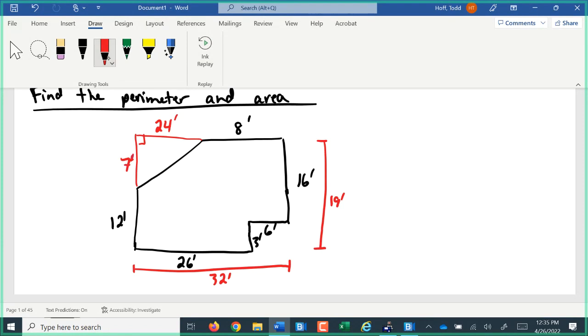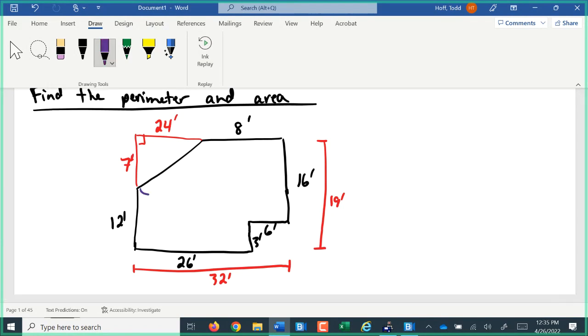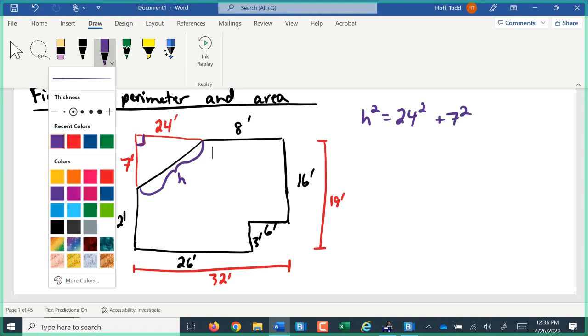So if I'm looking for perimeter, the only side of this figure that I don't have given to me is this side right here. How would I find the length of that side? It is the hypotenuse of a right triangle. Since 24 is horizontal and 7 is vertical, horizontal and vertical dimensions always form a right angle with each other. So I know that's a right triangle. So this, I'll call it h. H squared equals 24 squared plus 7 squared.